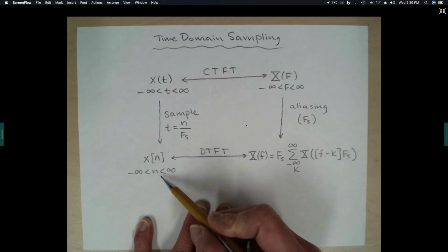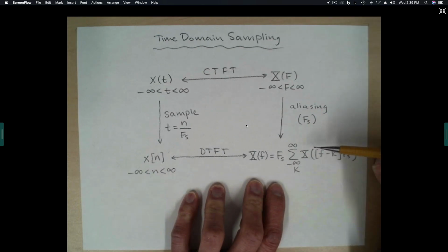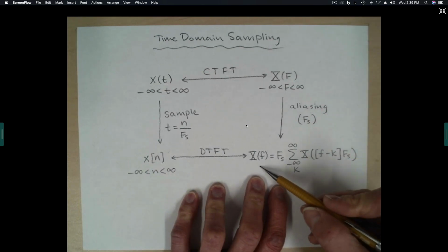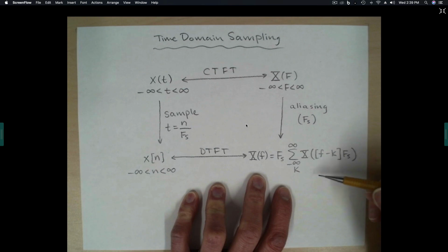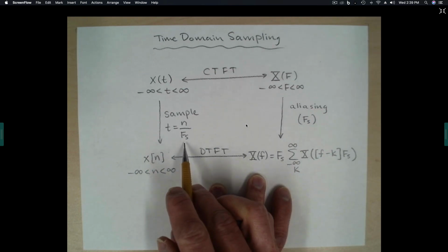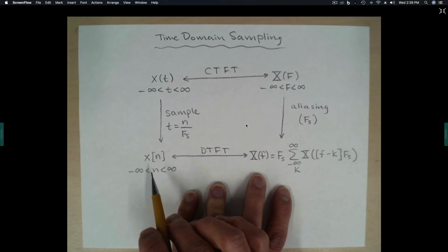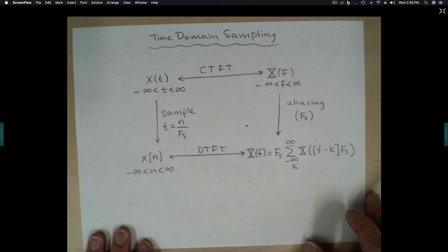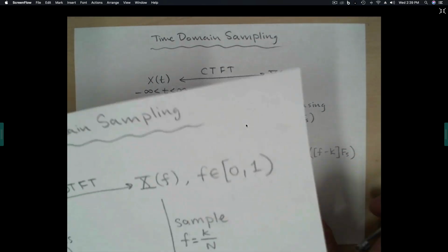And then we can take the discrete time Fourier transform of that sampled sequence, and we know that there is a relationship between the discrete time Fourier transform and the continuous time transform, and that may include aliasing unless we have chosen the sampling rate sufficiently high and the signal that we started with was band limited. The same sort of diagram could be made for frequency domain sampling.